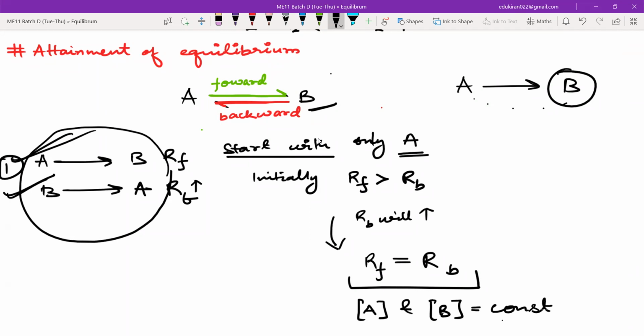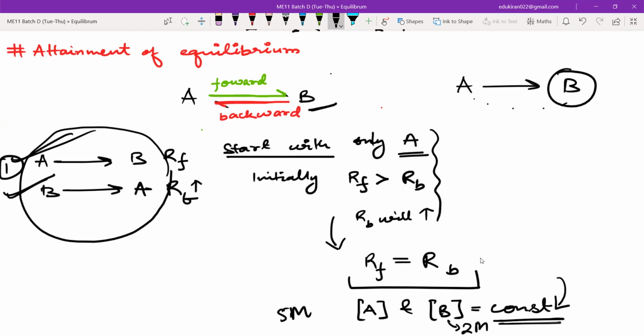It doesn't mean that they will be equal. If the concentration of A is 5 molar, and the concentration of B that we have achieved when the rate of forward is equal to rate of backward is 2 molar, then it is not going to change from that position, 5 molar and 2 molar. It is going to be that same concentration. So you understood about this? The concentration will be constant. Yes or no, tell me?